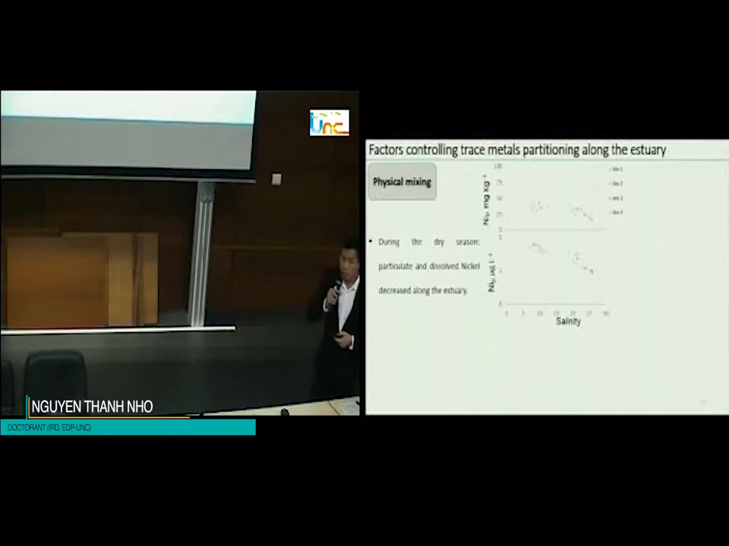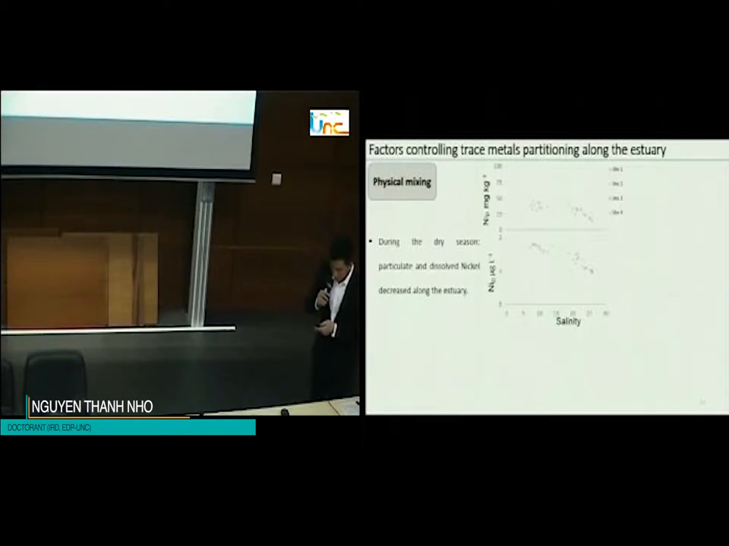Regarding the physical mixing of the river and seawater, it's a work case for nickel during the dry season. You can see on the figure, particularly nickel, that the salt nickel concentration decreases along the salinity gradient.